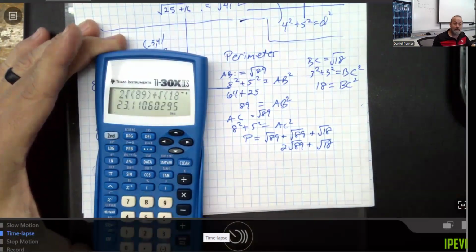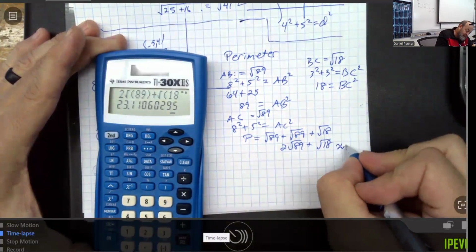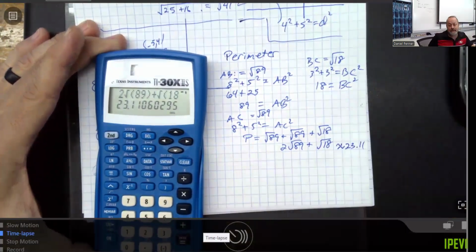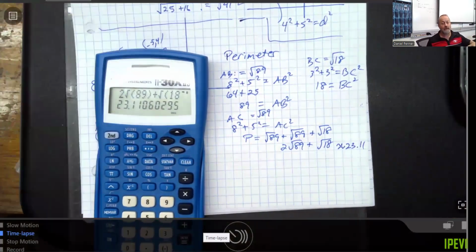And I got an answer that's approximately 23.11. That's a little easier to understand. And that's a good way to find my perimeter using the distance formula.